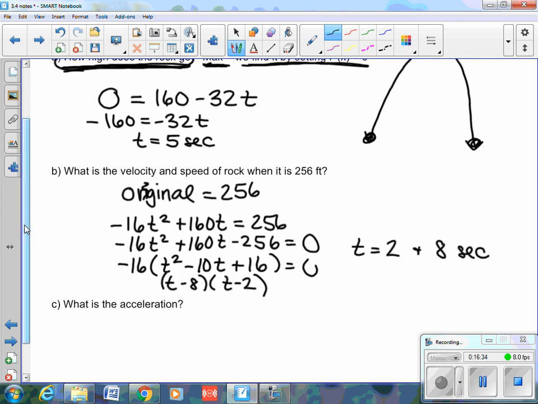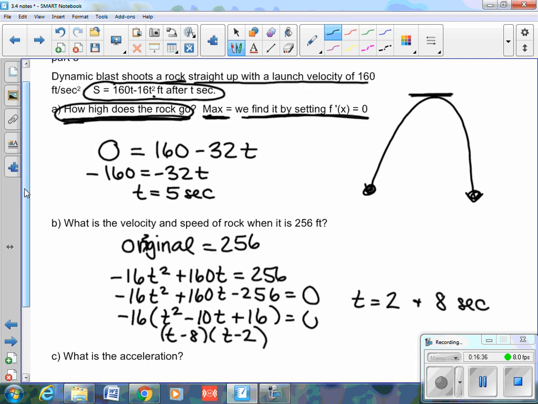I need to go back to part A one more time. I didn't find out how high the rock went. I found out how long it took to hit the maximum, so I need to finish that. I need to go back and put 5 back into the original problem to know how high that rock went.